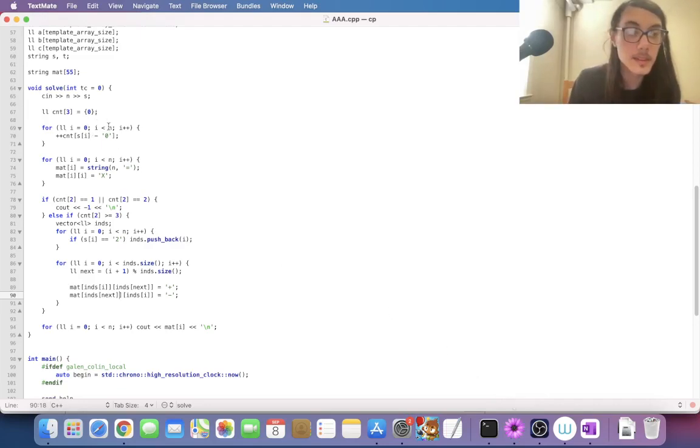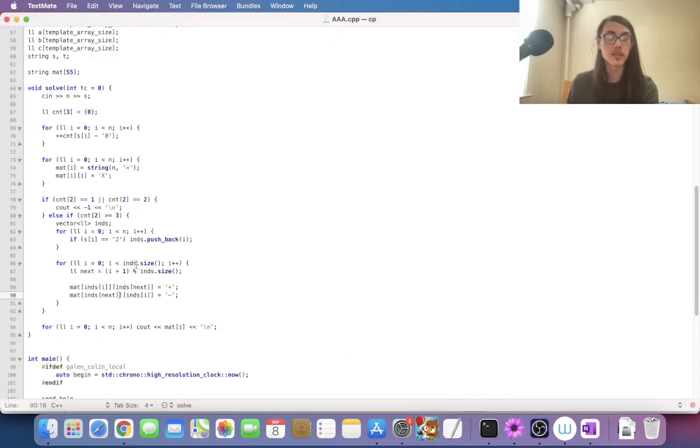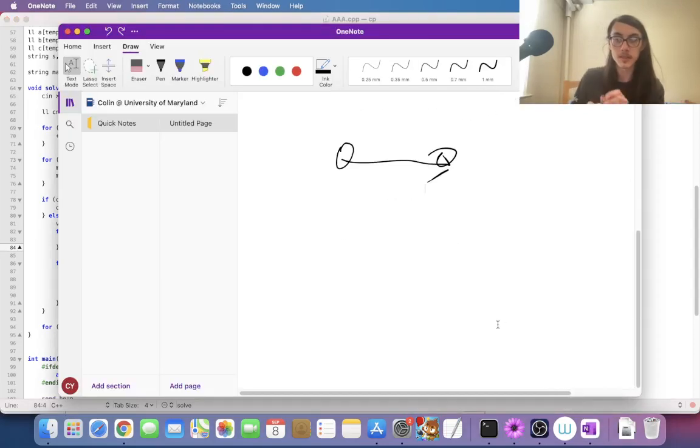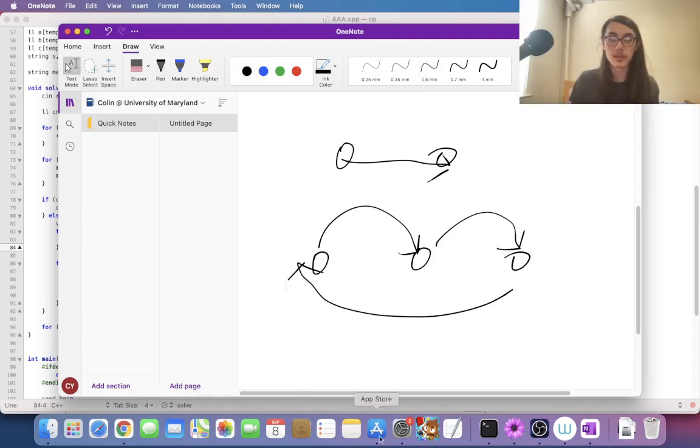So again, we keep track of the counts. If there's 1 or 2, it's impossible. Otherwise, if there are at least 3, we're going to create the cycle of 2s and arrange them in a circle. So this is the idea that I have. If the 2s are like this, then we're going to just do it like this, and then like this, and then like this. That's who beats who.